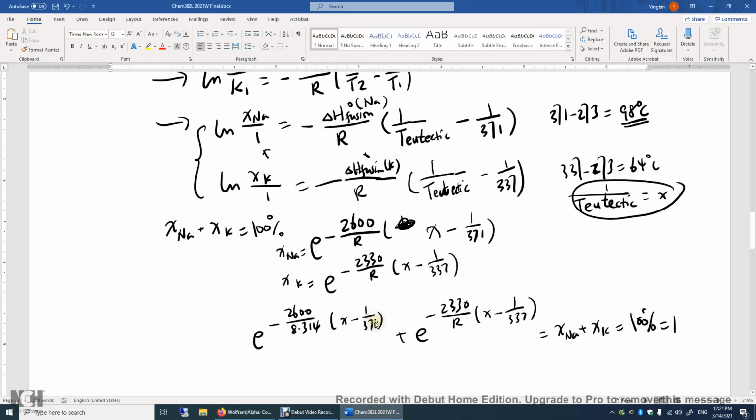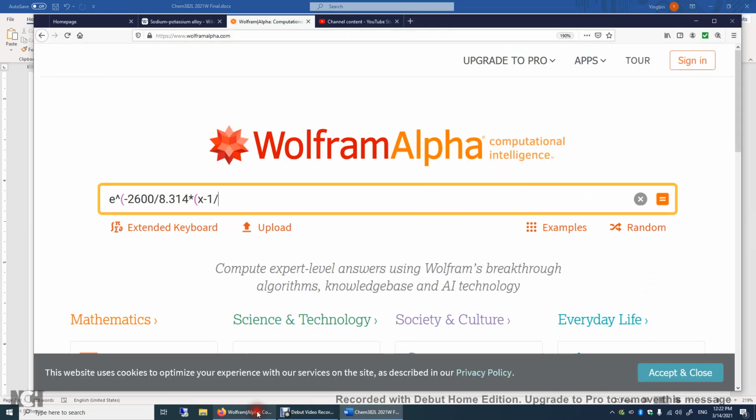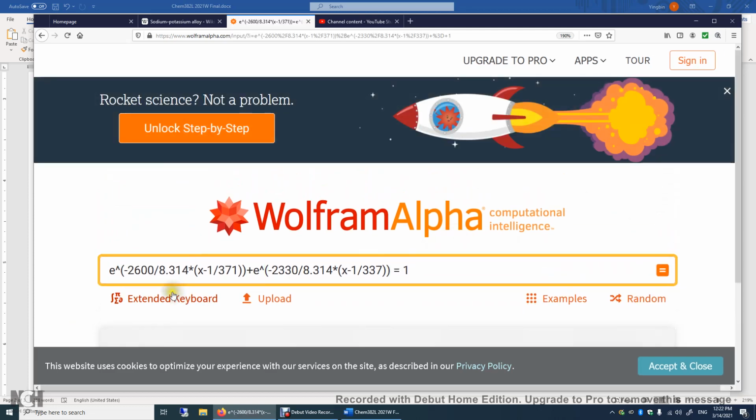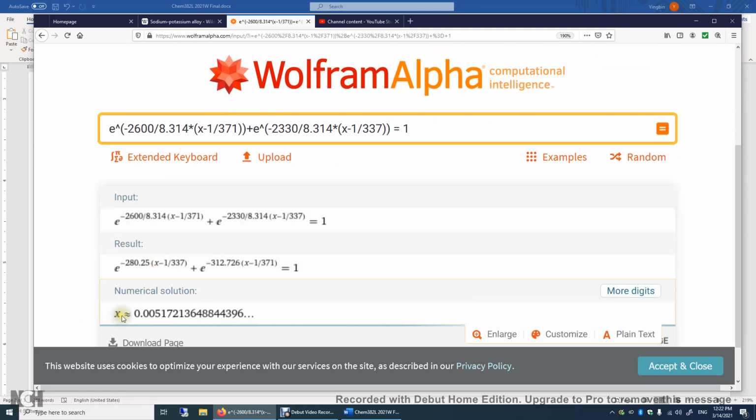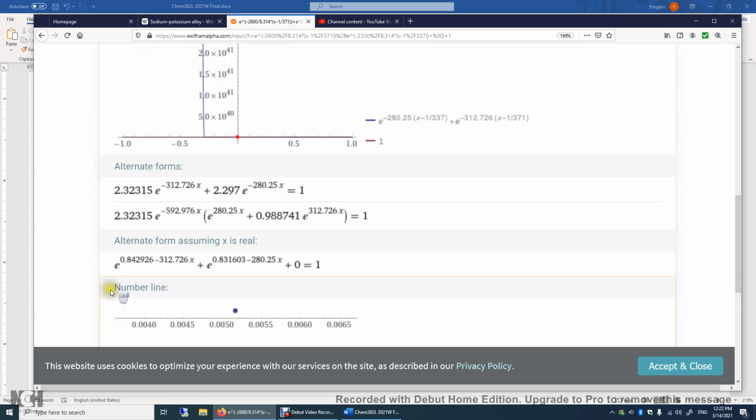I need to see the melting point, 371. And then I'll copy the same expression here. The same expression is used for potassium mole fraction, except the numbers are different. And I will solve this equation. Doing the calculation, we got the value of X. X is 0.005712.